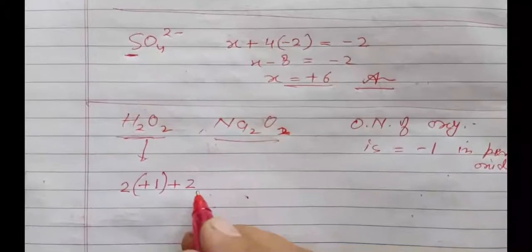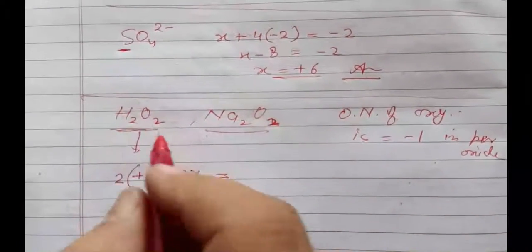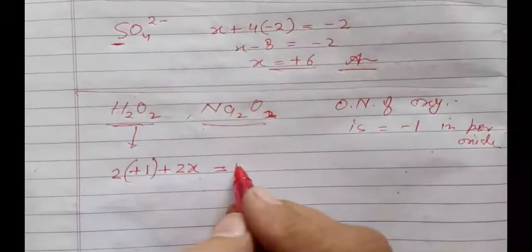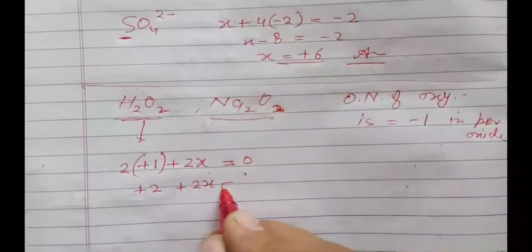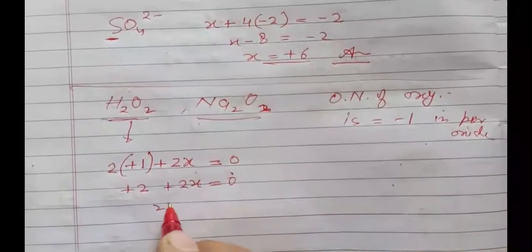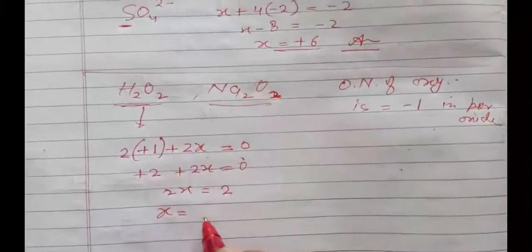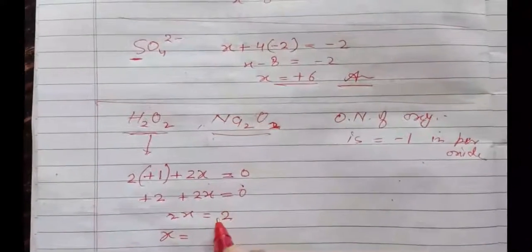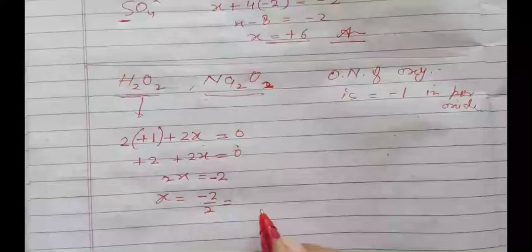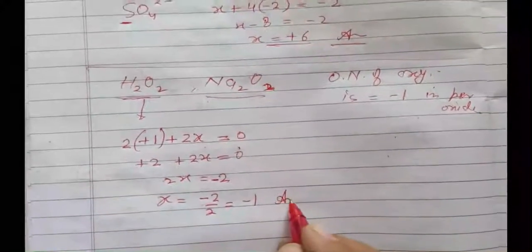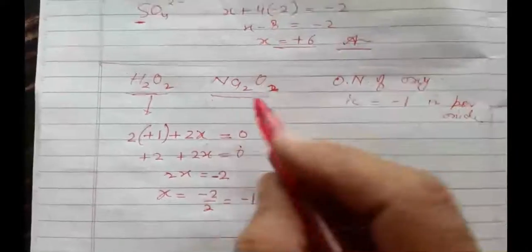What is the oxidation number of oxygen? We don't know, that's why we write 2x. It is not an ion, so the sum of all the oxidation numbers must be equal to 0. This will become +2 plus 2x is equal to 0. 2x will be equal to -2, then x will be equal to -2 divided by 2 is equal to -1. So we are correct that the oxidation number of oxygen is -1 in peroxide.